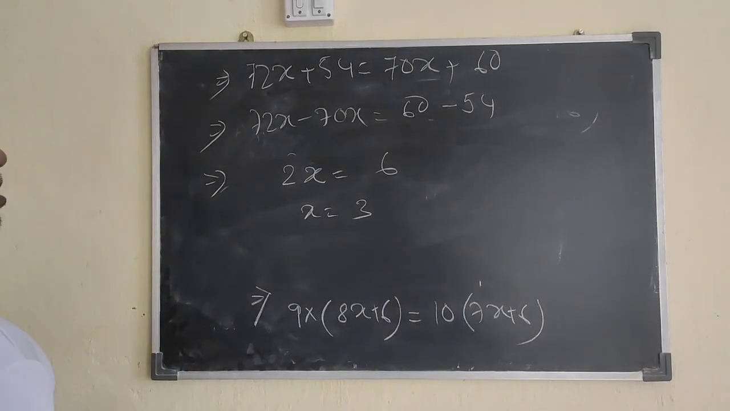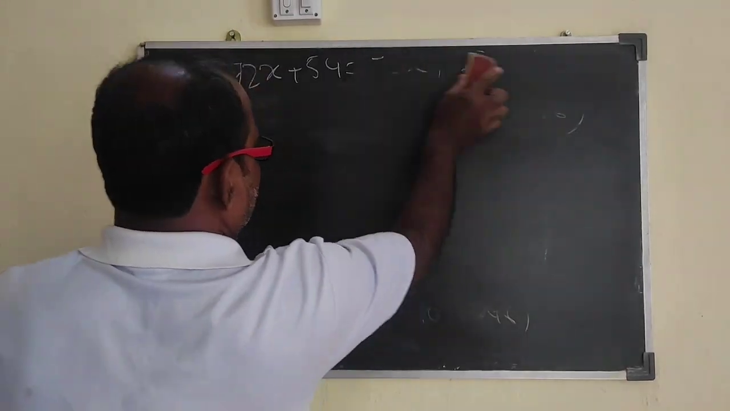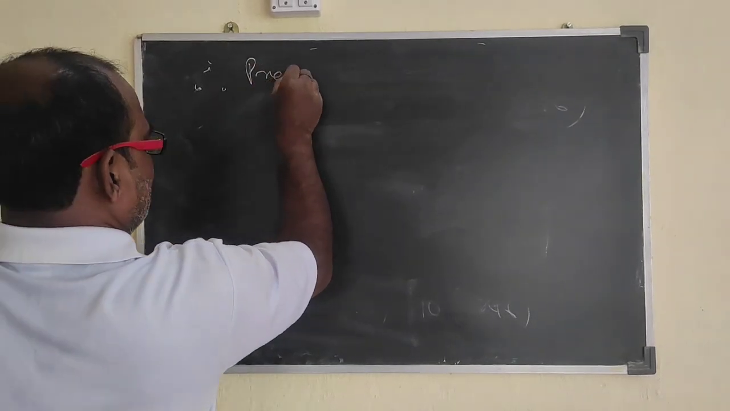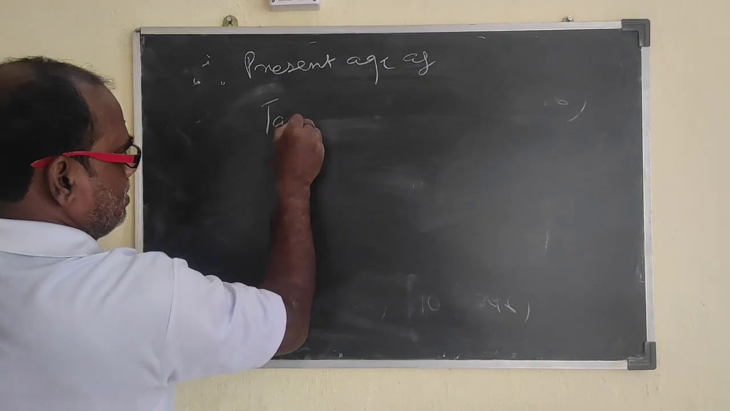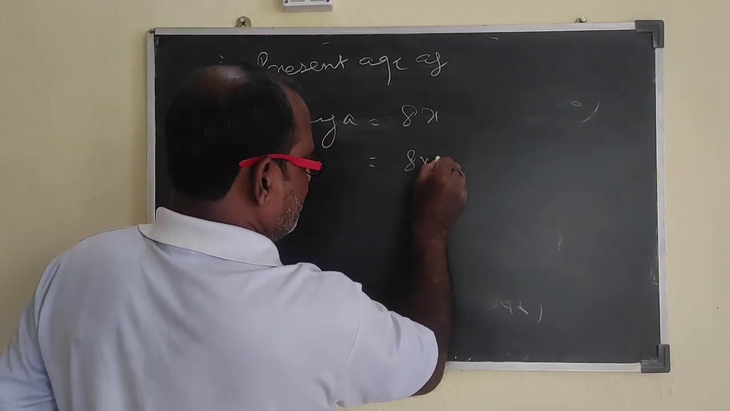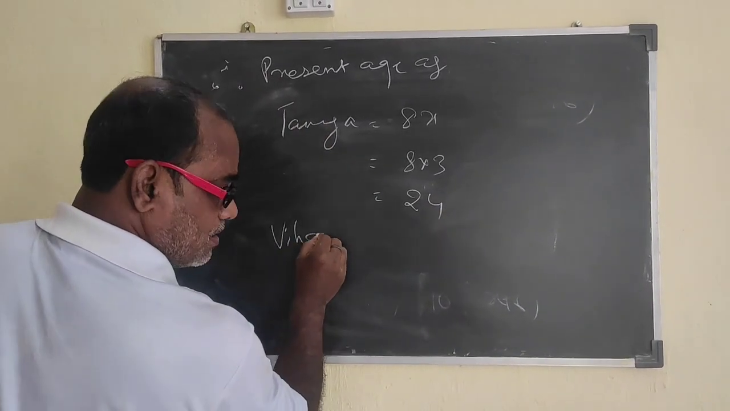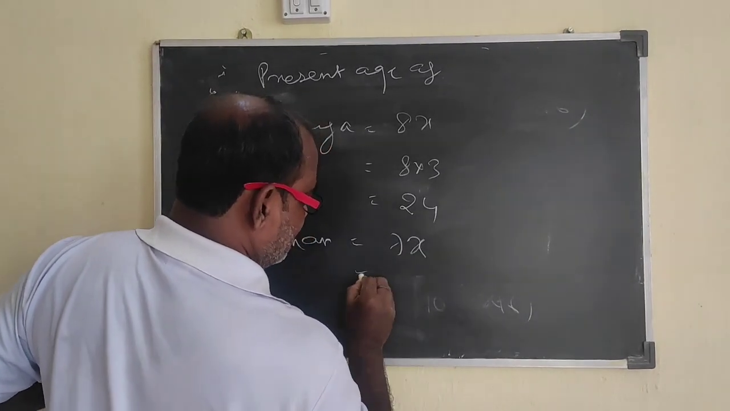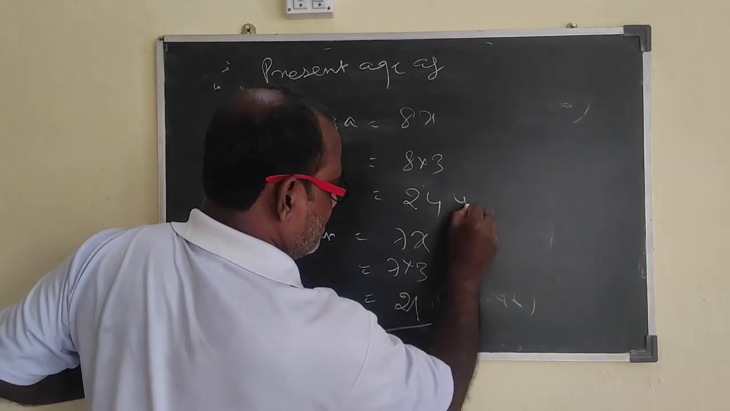Therefore, the present age of Tanya is equal to 8x, which is 8 into 3 is equal to 24. Vihan is equal to 7x, which is 7 into 3 is equal to 21 years.